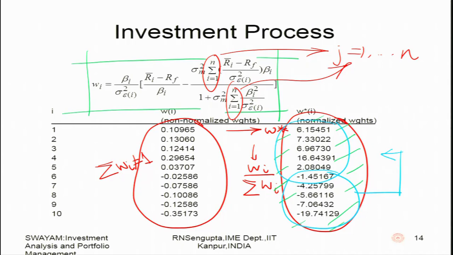So starting from plus 6.15 plus 7.33 plus 6.96 plus 16.64 plus 2.08, I am not talking about the third, fourth, fifth decimal, let us leave it. Let me continue reading it. Plus 2.08, minus 1.45, minus 4.25, minus 5.66, minus 7.06, minus 19.74, you add up, they will exactly come out to be 1. And when I said that I am not reading the third, fourth, fifth decimal, consider that if I do, it will be more exact in your calculation.